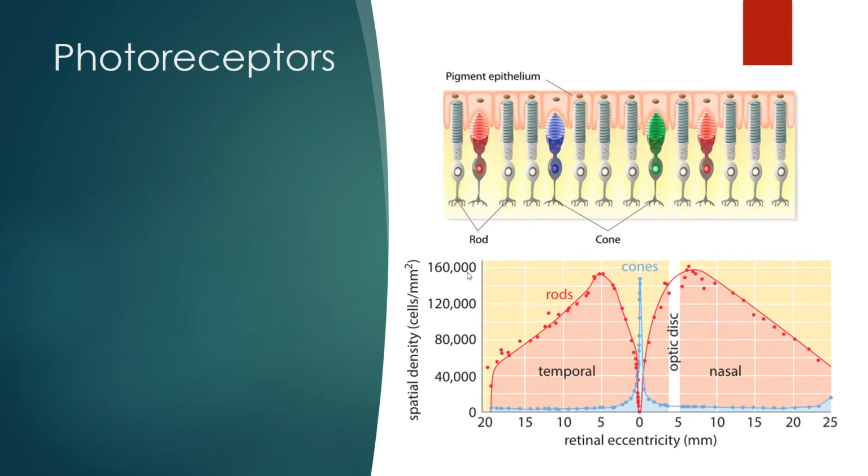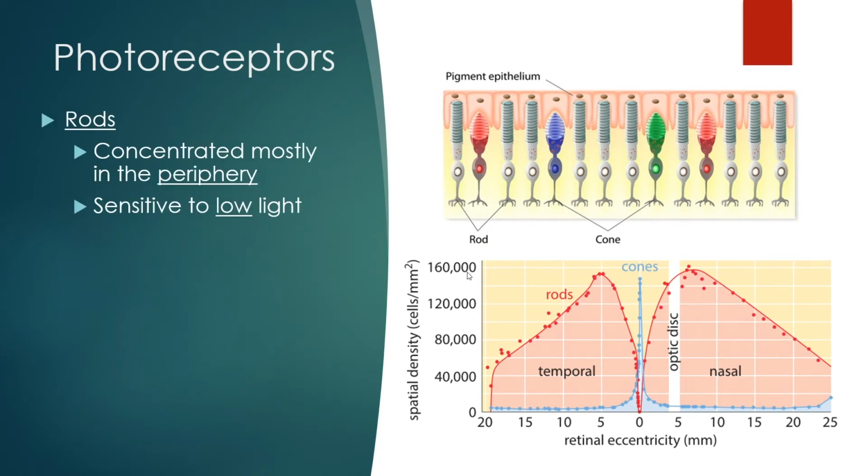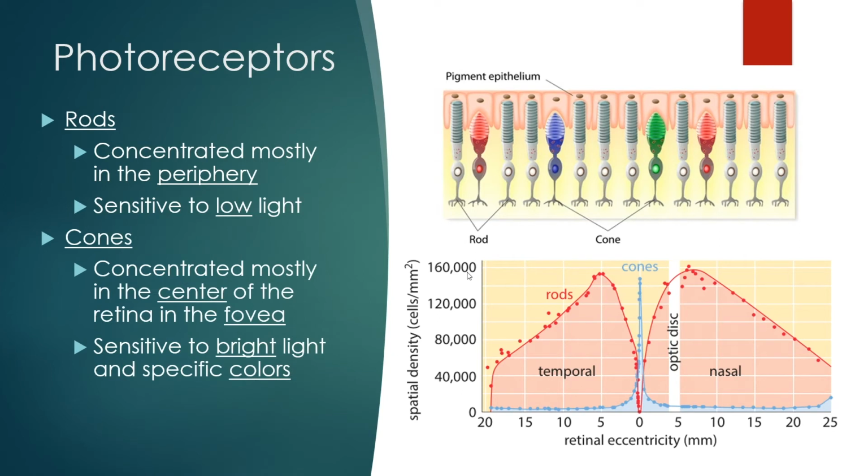So the photoreceptors themselves. We have rods, which are more on the outside, the periphery of the retina. So that's why there's a ton of rods out here, a ton of rods out here. Not a lot of cones. The cones are the ones that are more in the center. So there's a ton of cones right here in the fovea, and not a lot out on the edges. Rods are the ones that are sensitive to low light, and we'll see why in a minute. And the cones are the ones that are picking up color and are really sensitive to bright light. And they make up the fovea.